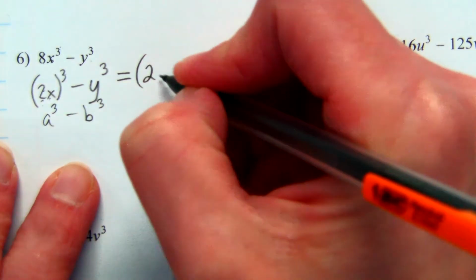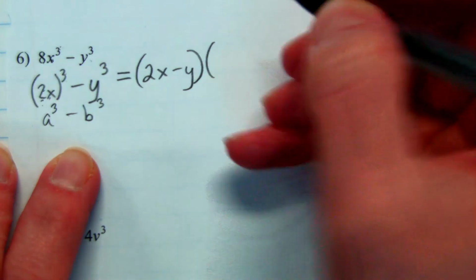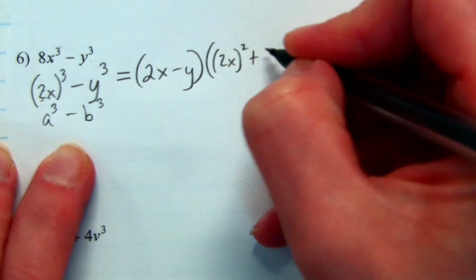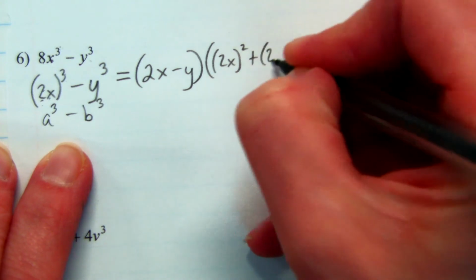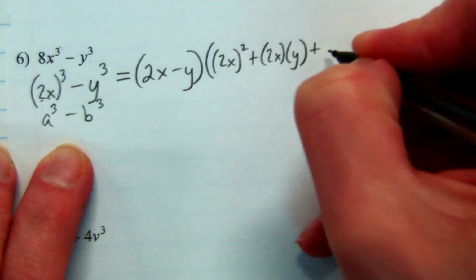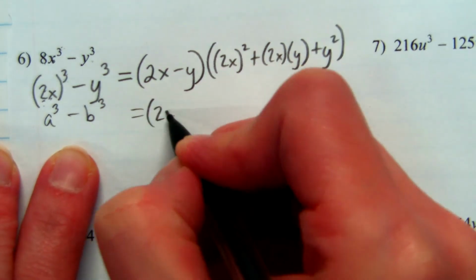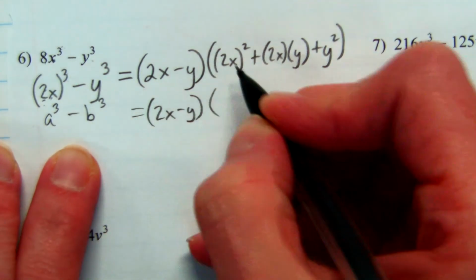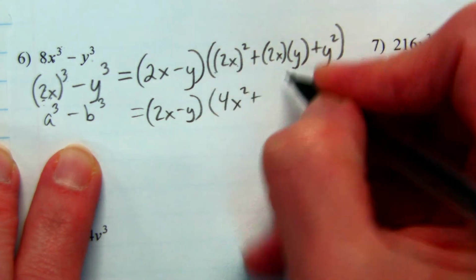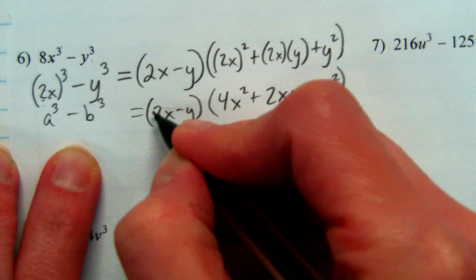So we put it in our formula. We have a minus b, so you'd have 2x minus y. And then you have a squared, so 2x squared plus ab. So that would just be 2x times y, and then plus b squared, or plus y squared. So not a whole lot to do with that part. And then we just clean it up, simplify as much as possible. So 2x times 2x is 4x squared. This just becomes 2xy, and you leave that y squared, and you're done.